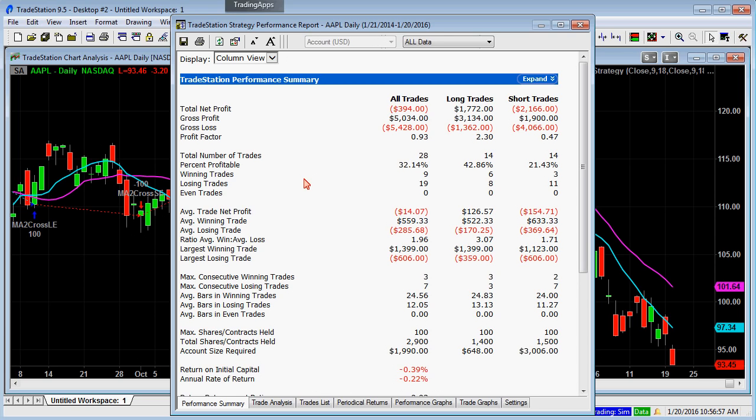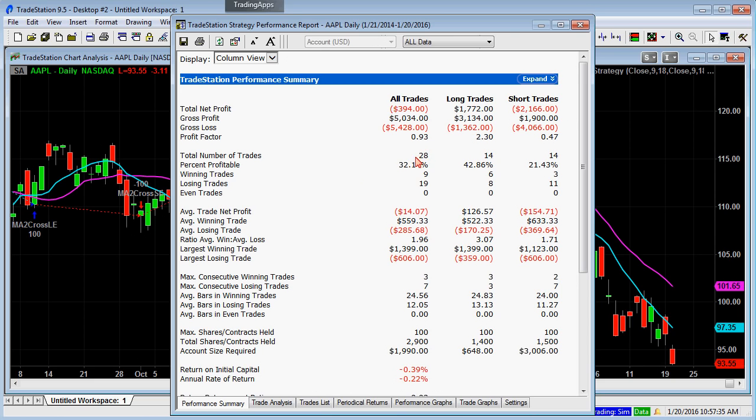calculations of the strategy in the strategy backtest. You can see here on the title bar of this performance report the date that it covers, from January 21st, 2014 to January 20th, 2016. So we have 2 years worth of historical data. In 2 years, the strategy lost money. My total net profit is a negative 394. My long trades made some money, but my short trades lost money. So notice how it divides long trades versus short trades.